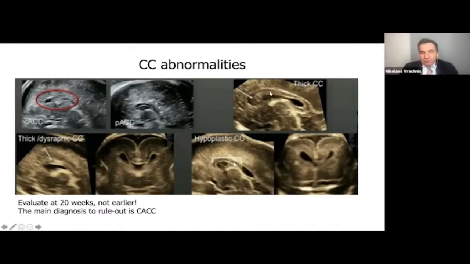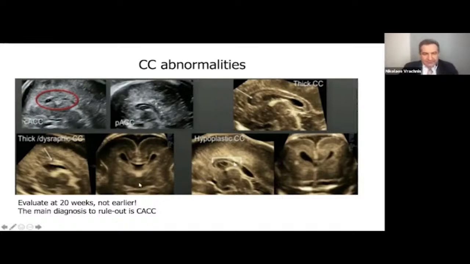Here the corpus callosum looks thick, and if the corpus callosum looks thick, again it is something that needs further investigation, because a dysplasia may be hidden. And again, here there is a thick dystrophic corpus callosum. And here we have a hypoplastic corpus callosum, a very thin corpus callosum, but it is the full length of the corpus callosum there. So we have to evaluate very carefully.